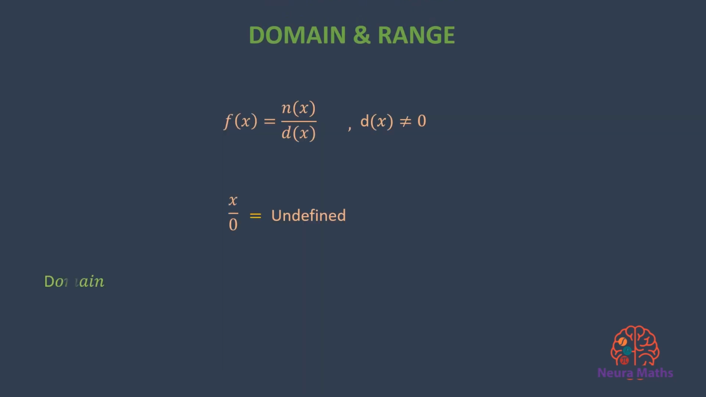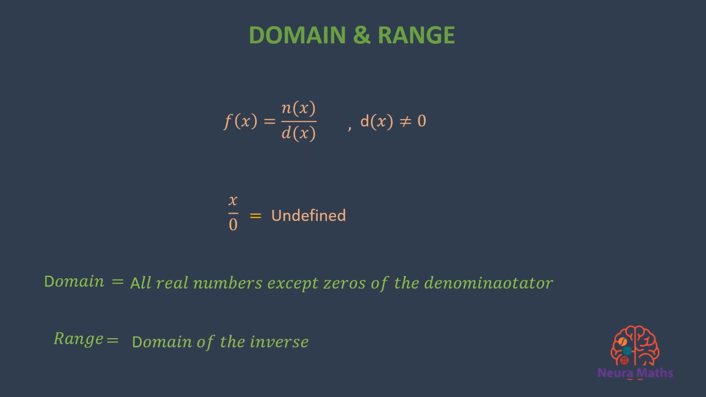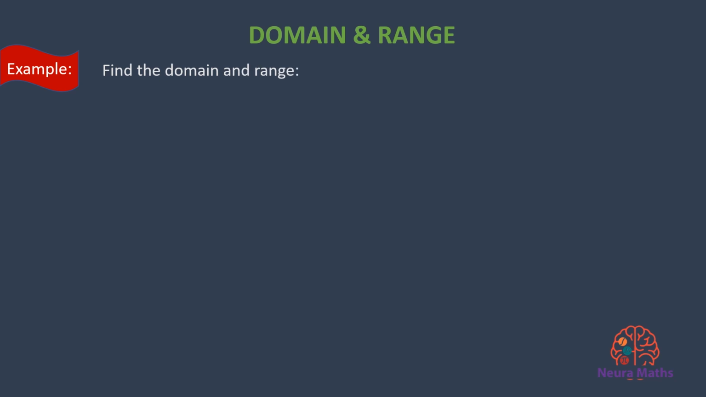First, what is meant by domain. The domain is all real values except the zeros of the denominator. What is the range of a rational function? The range of a rational function is the domain of its inverse function. In other words, the range of any rational function is all real numbers except the zeros of the denominator of its inverse function. For example, what is the domain and range of this function?